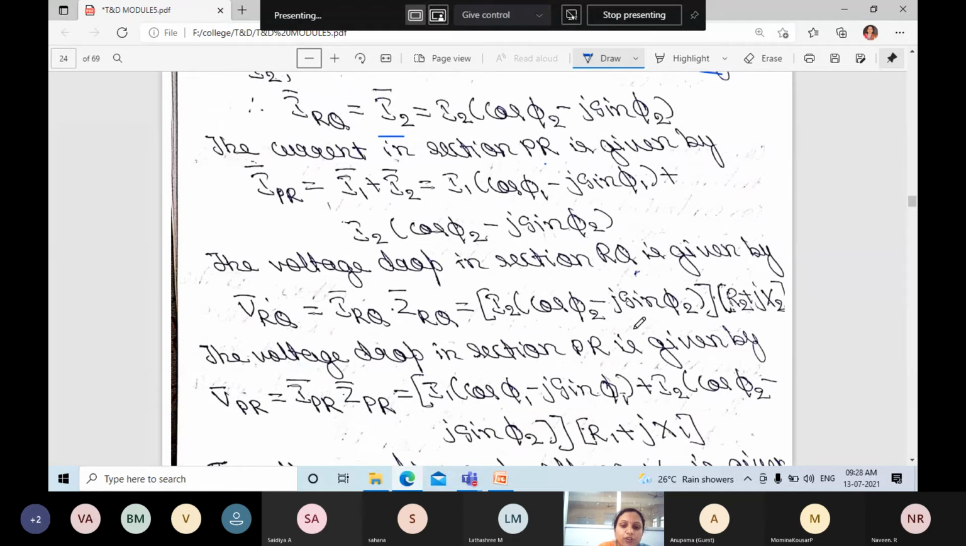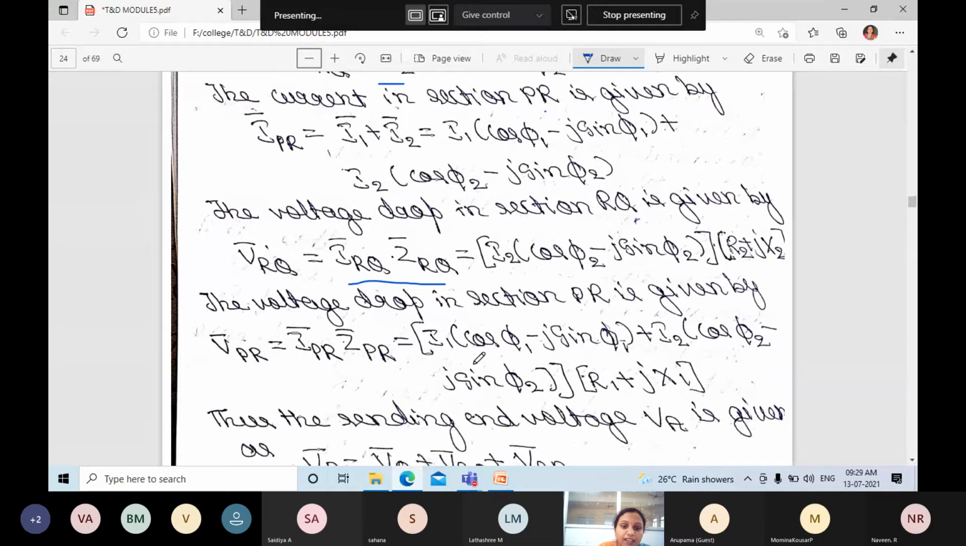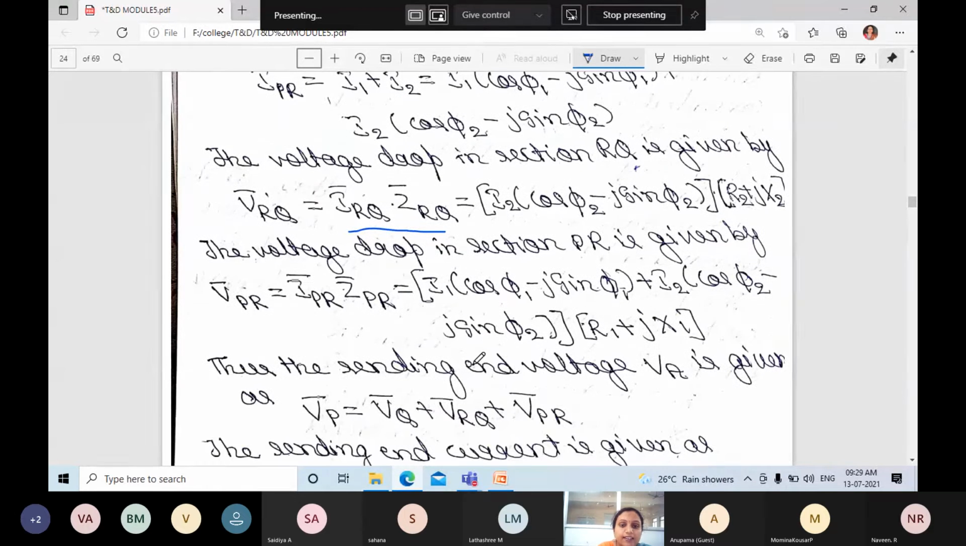The voltage drop we need to find out here. The voltage drop in section RQ is given by IRQ into ZRQ, and we substitute the values. The voltage drop in section PR is given by, since two currents are there, I1 plus I2, that is IPR, into ZPR. Substitute the IPR value, which is this one, and this is the ZPR.